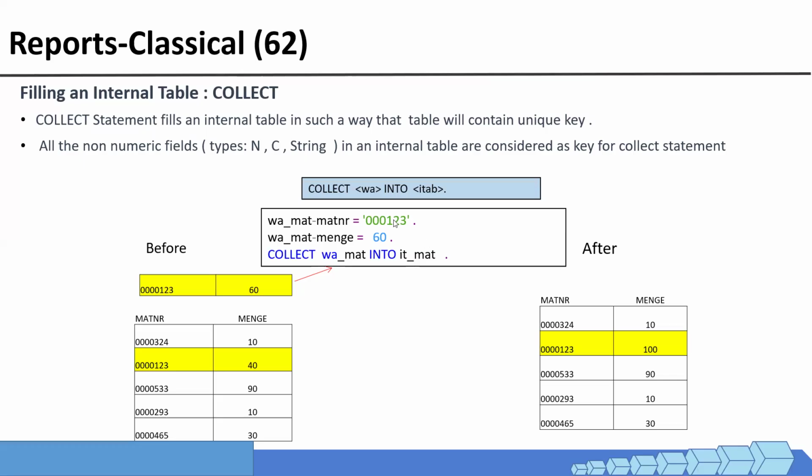if this material number is already existing, right? Already existing material number with quantity. MENG means quantity, material quantity, right? So the same material number is existing with quantity as 40. So 40 plus 60, right? 100. That's why it becomes 100. So it won't create any extra record. If you use the append statement, it creates the extra record.